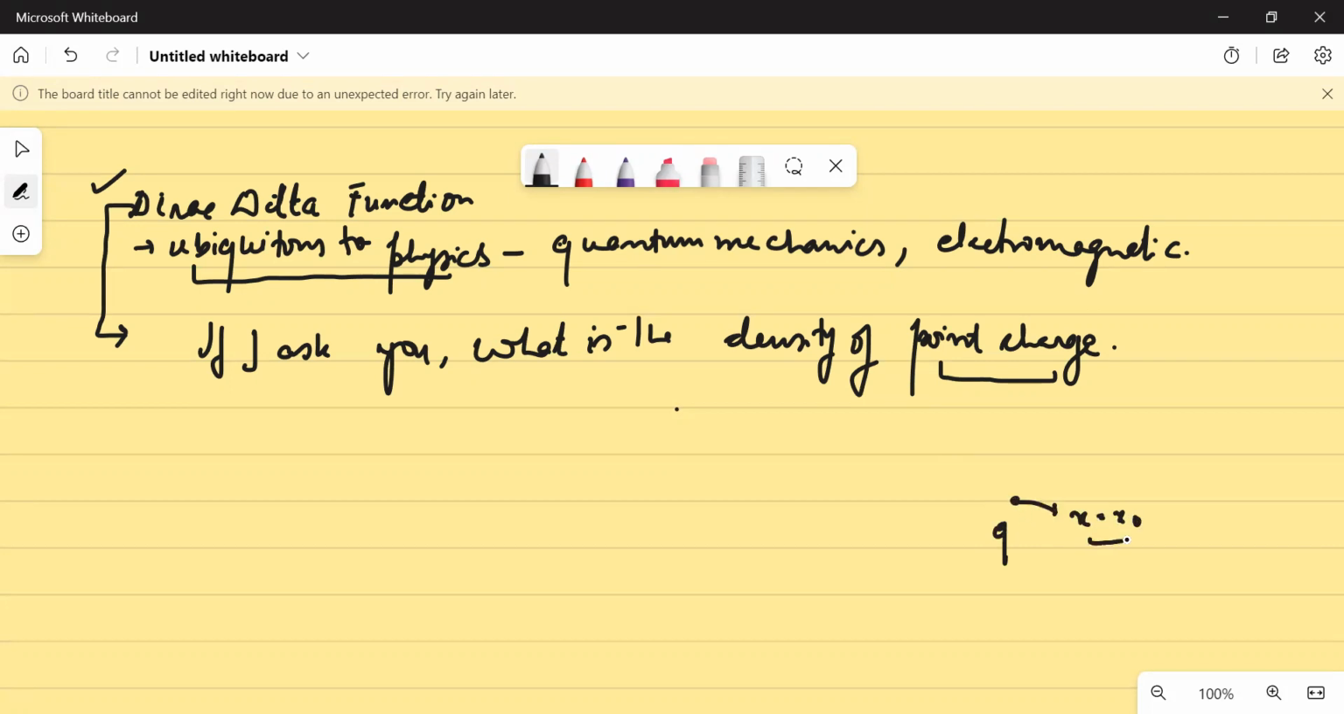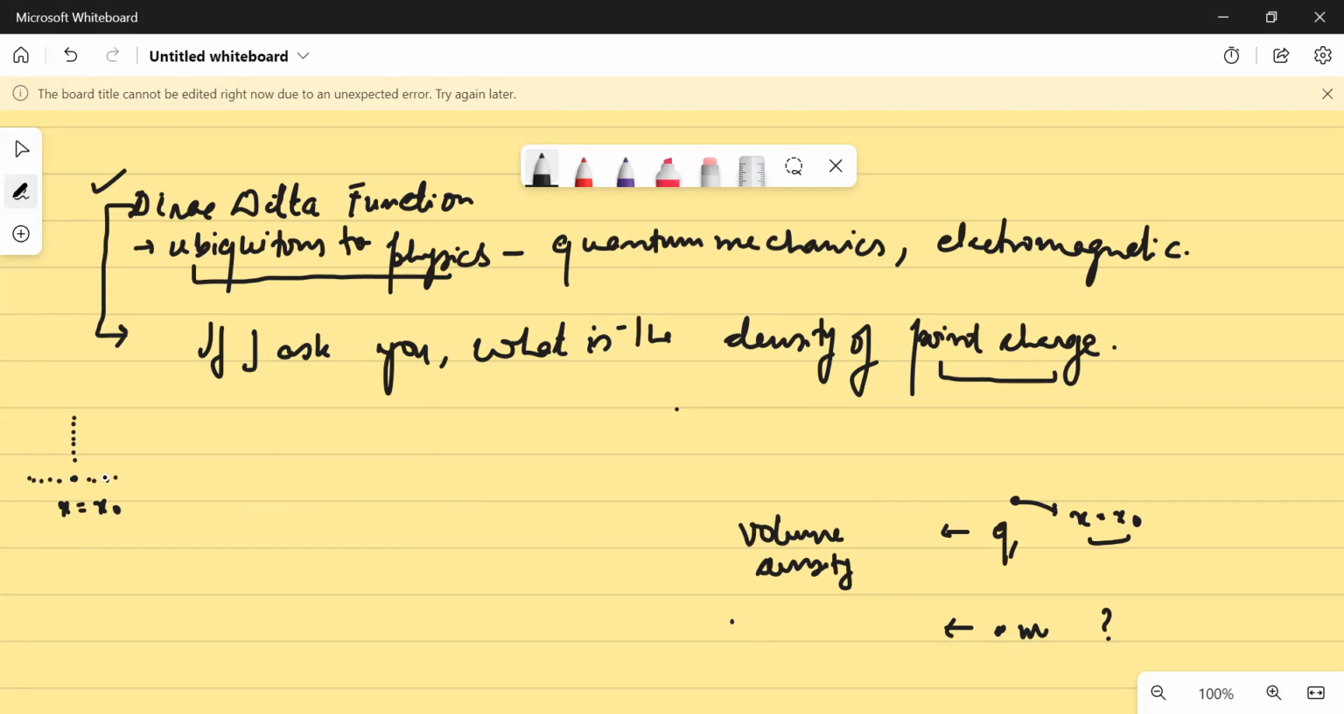Let's say my point charge resides at point x equal to x naught. How will I be able to define the volume density of this particular point charge? Or if there is a point mass and I ask what is the volume mass density of this point mass, you will be in a fix, because you don't have a function which only exists at a single point and otherwise does not exist. So if there's a point charge at x equal to x naught, you need a definition that your function is only here, and at all other points it is zero.